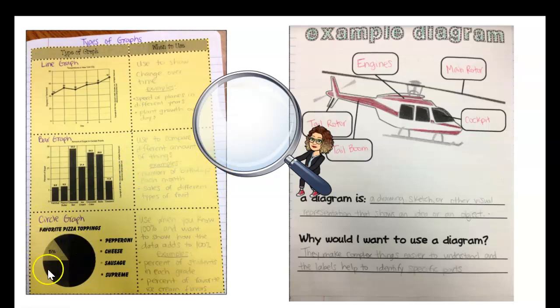Then we have a circle graph, okay? This is a graph of favorite pizza toppings. You use the circle graph when you know 100% and you want to show data that adds up to 100%. For example, the percent of students in each grade, the percent of favorite ice cream flavors.